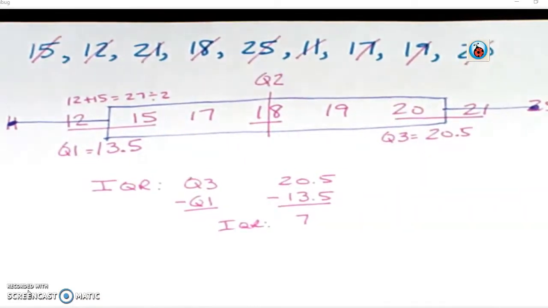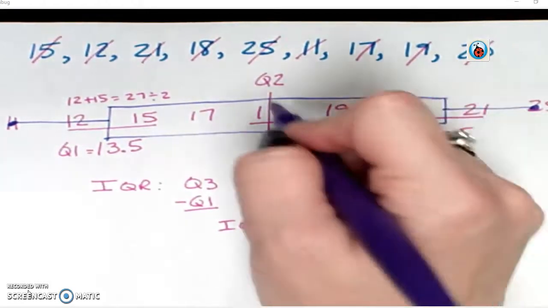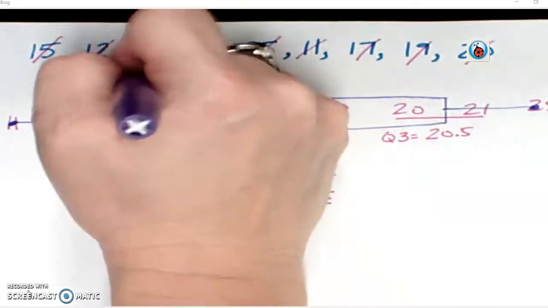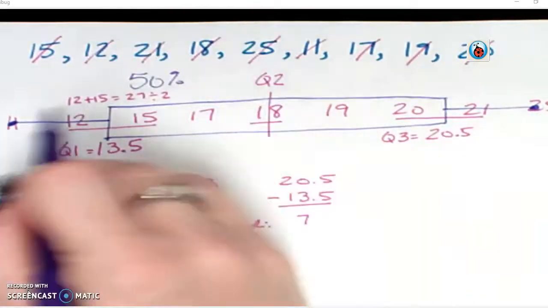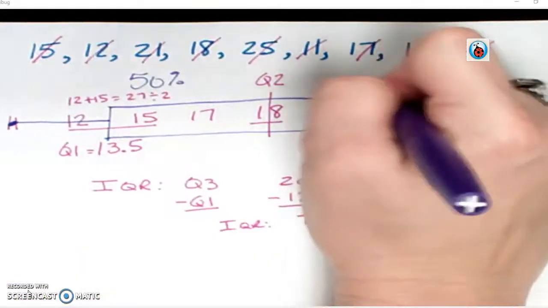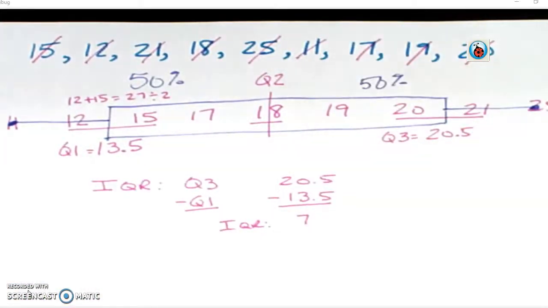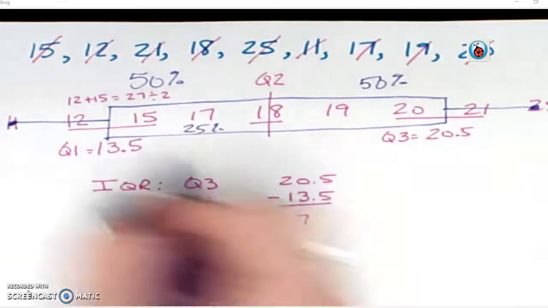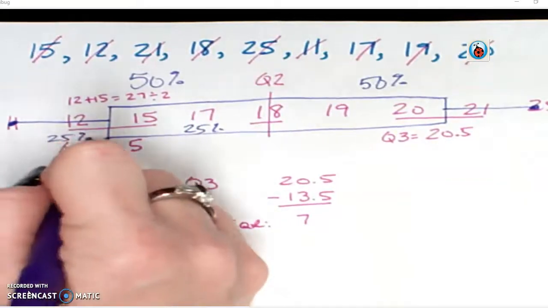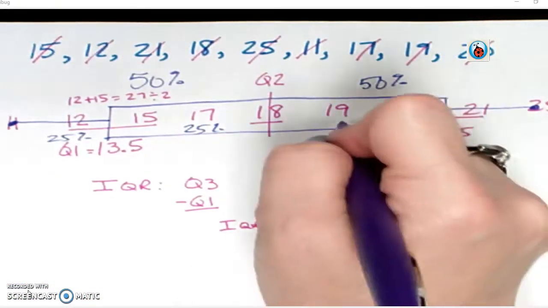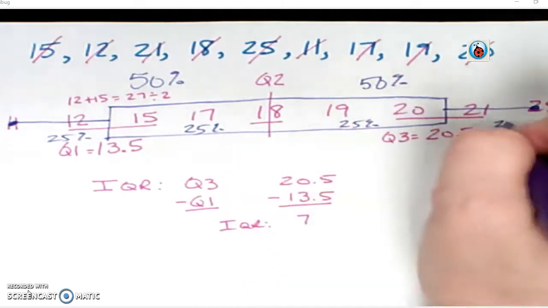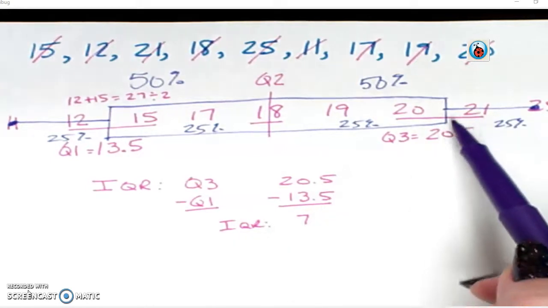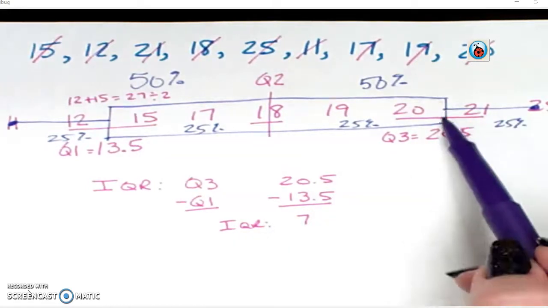So what you really want to understand about a box plot is, by definition, since this was the middle, that means that over here is 50% of the data, from here to here. This side is 50% of the data. In fact, this section is going to be 25%, and this section is another 25%. Same thing here. So you might be asked questions like, what percent made above 20.5? Well, from 20.5 and above is only 25%.